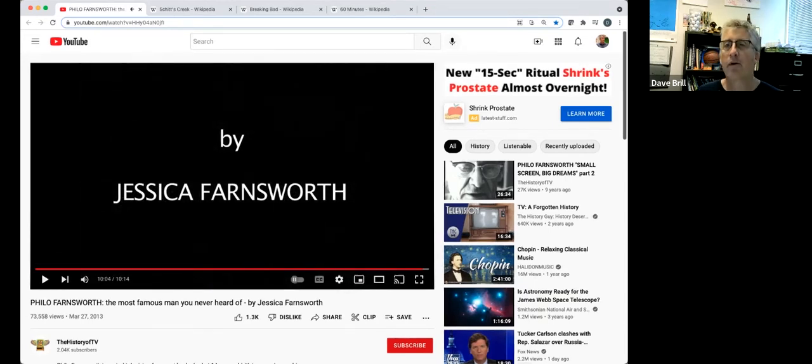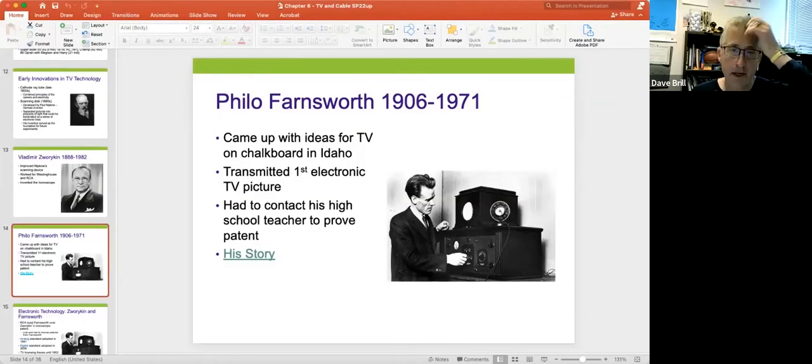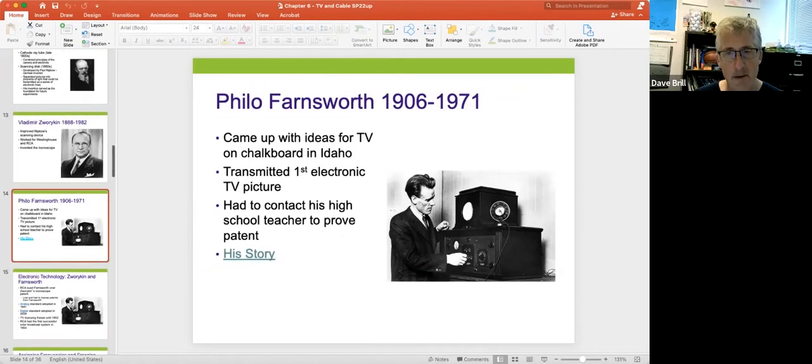So now you know the story of Philo Farnsworth, the most famous man you've never heard of, but certainly his invention, of course, is something that we spend a tremendous amount of time absorbing. It is culturally an iconic form of mass communication that has a profound effect on our culture, on how we see the world.